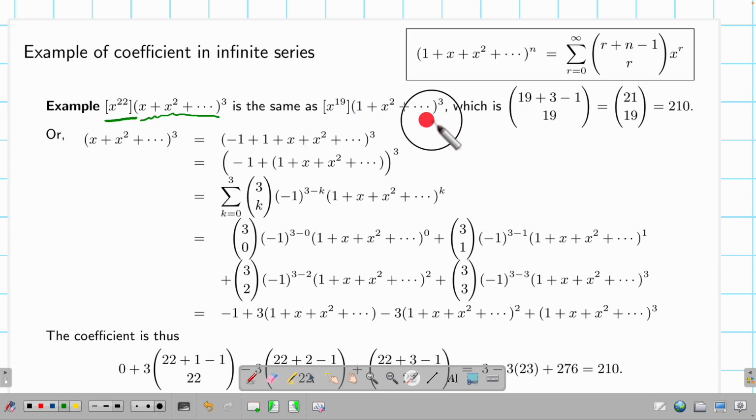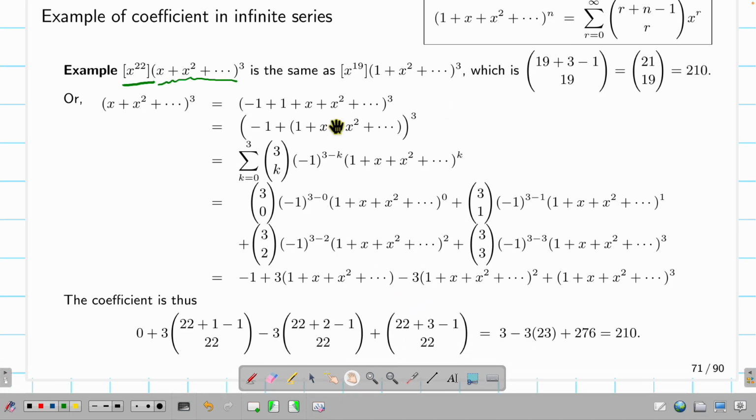So how do I find this thing? Make use of the box. The coefficient of x^19 will be this, where I plug in. What's the n here? The n here is 3, so it is 3 minus 1. What's the r here? The r here will be the power of x. My r is 19. So I put in r is 19, which gives me 210.